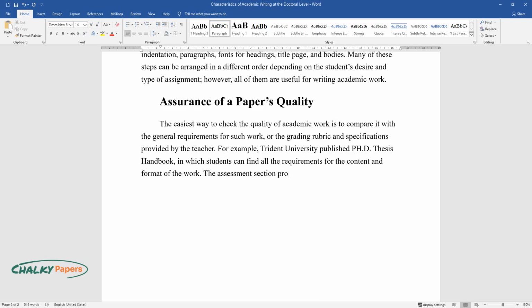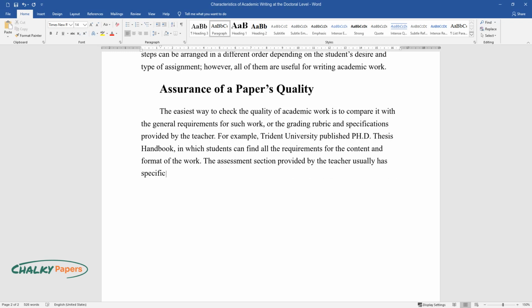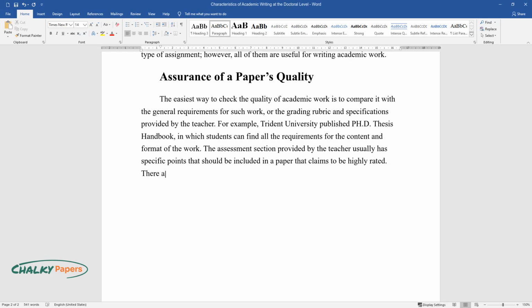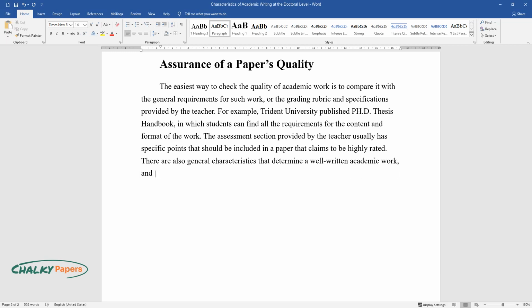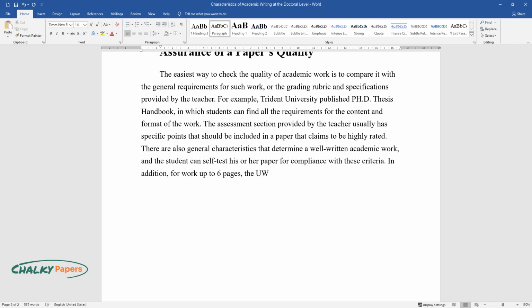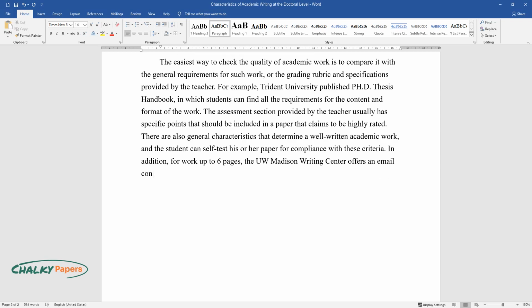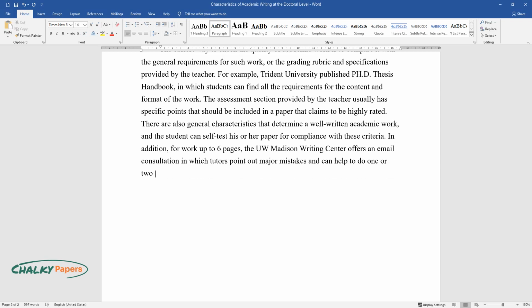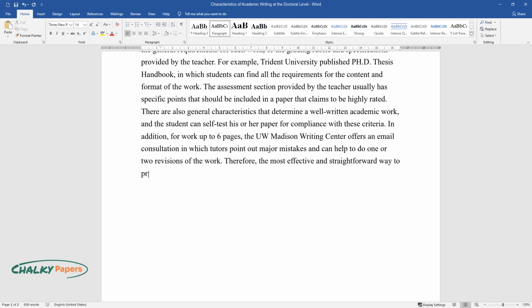The assessment section provided by the teacher usually has specific points that should be included in a paper that claims to be highly rated. There are also general characteristics that determine a well-written academic work, and the student can self-test his or her paper for compliance with these criteria. In addition, for work up to 6 pages, the UW-Madison Writing Center offers an email consultation in which tutors point out major mistakes and can help to do 1 or 2 revisions of the work. Therefore, the most effective and straightforward way to provide well-written academic work is to meet its criteria.